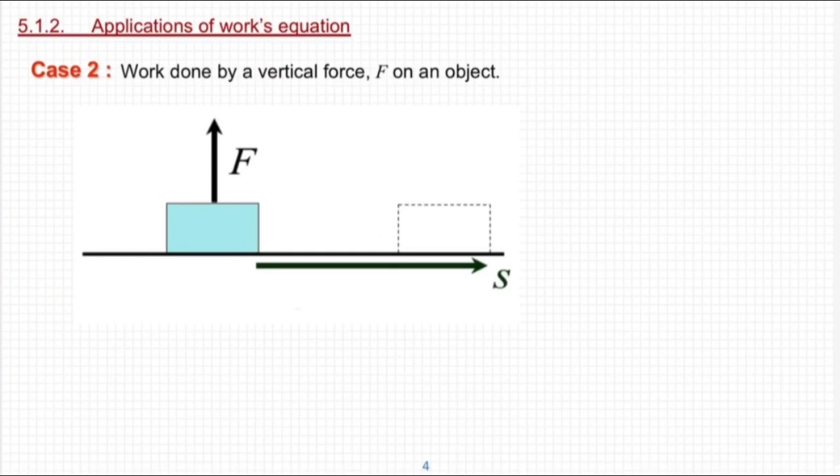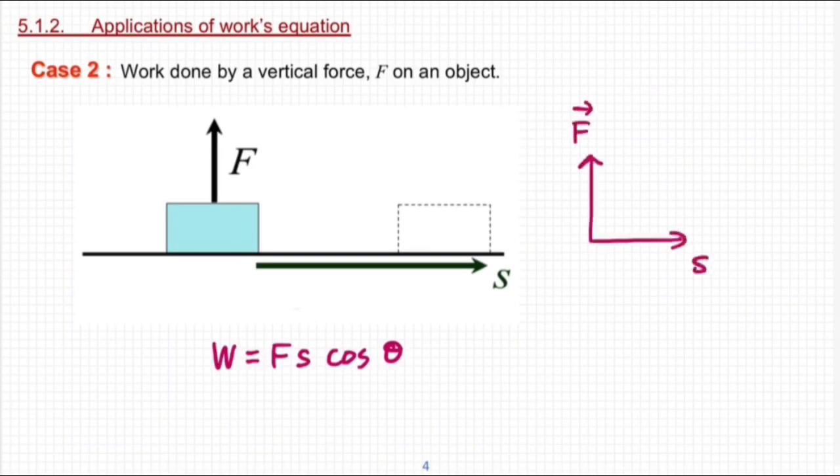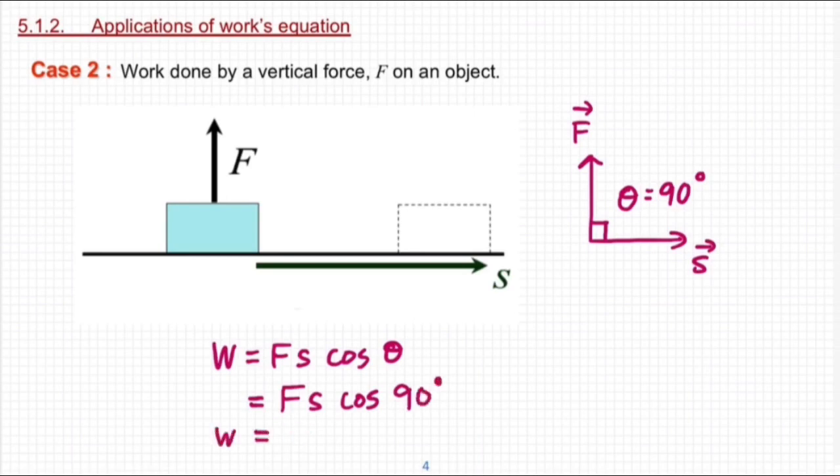For the second case, we have work done by a vertical force. So our force right now is in the vertical component, and the object will have a displacement S. And to find the work, we have to use work's equation. W is equal to Fs cos theta. Once again, find the theta by looking at the angle between force and also displacement. So here we have angle is 90 degree, and we can substitute in theta is equal to 90 degree in this equation, which will give us work is equal to 0 joule.